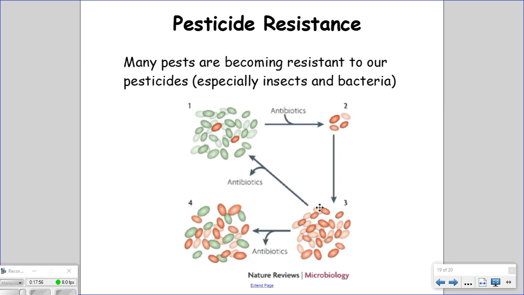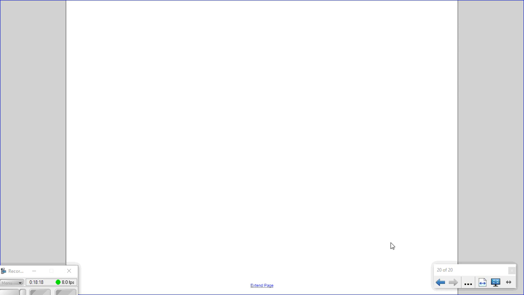Those are now the ones that are left to replicate and can slowly take over a population. So now, with the use of those antibiotics again, there's less susceptible bacteria in there. And this cycle just continues until the antibiotic is no longer useful. And so that is the end of this video for food chain.